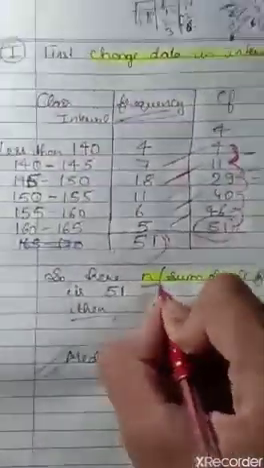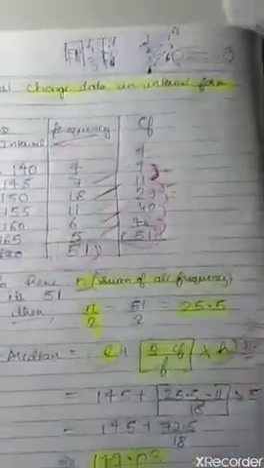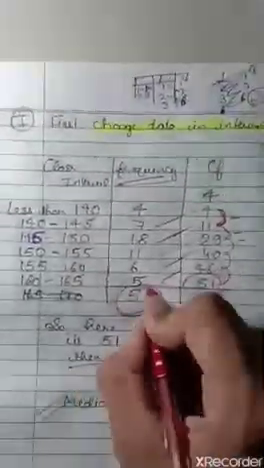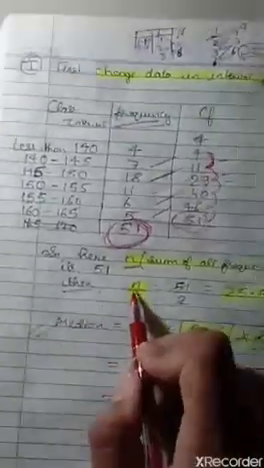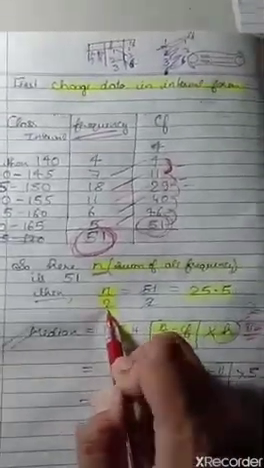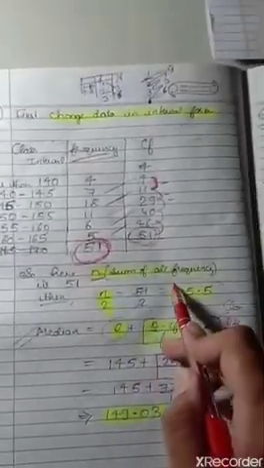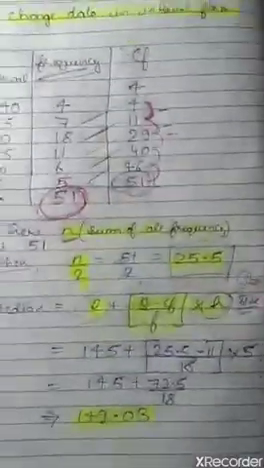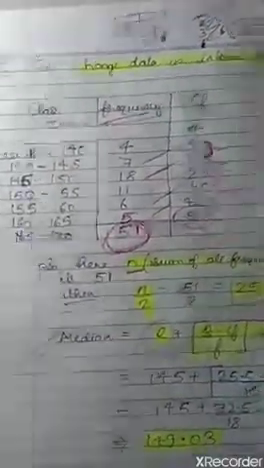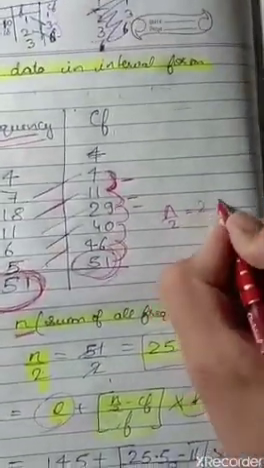Now let us see what n is. First of all, n is the sum of all frequencies, here 51. Now we will divide it by 2. Always we will divide it by 2. So 51 divided by 2 gives 25.5. After that we have to see: 25.5 is n by 2. n by 2 is equal to 25.5.